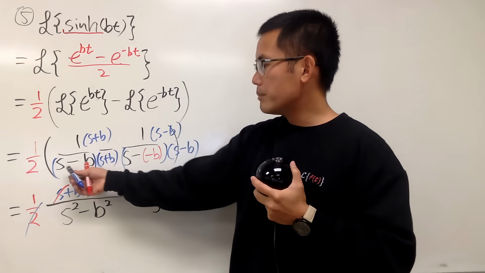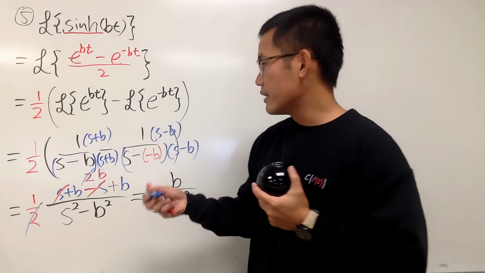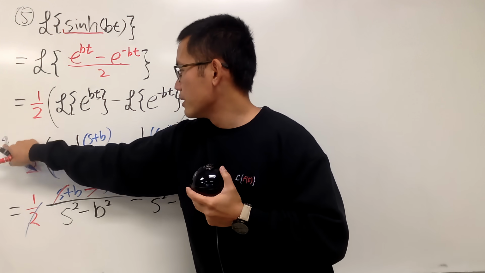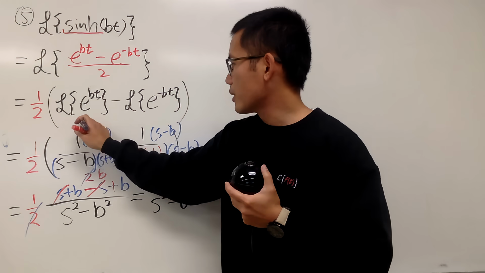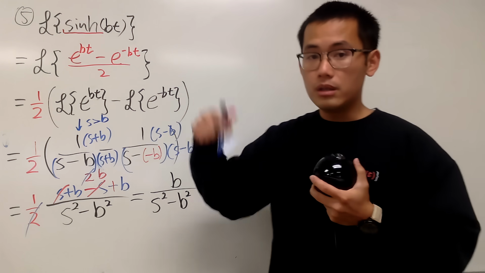From here to here, remember, we will have to put on S is greater than what? S has to be greater than B. So I will actually have to say S has to be greater than B. Let me actually just write that down right here. S has to be greater than B, just like what we did earlier.